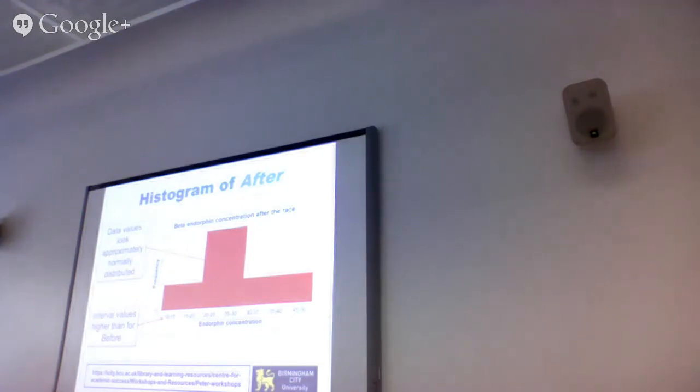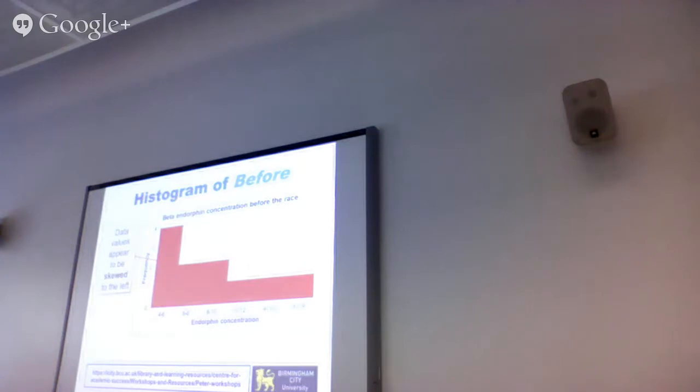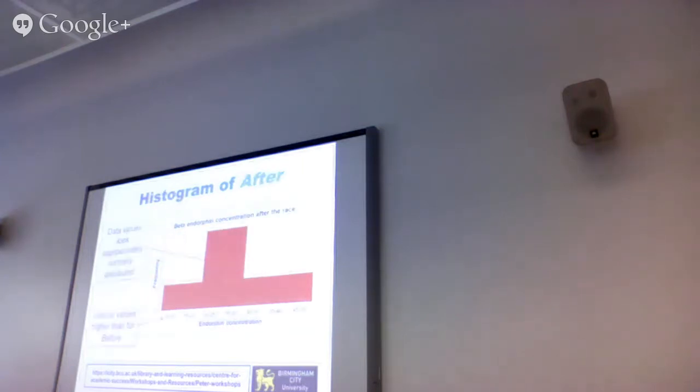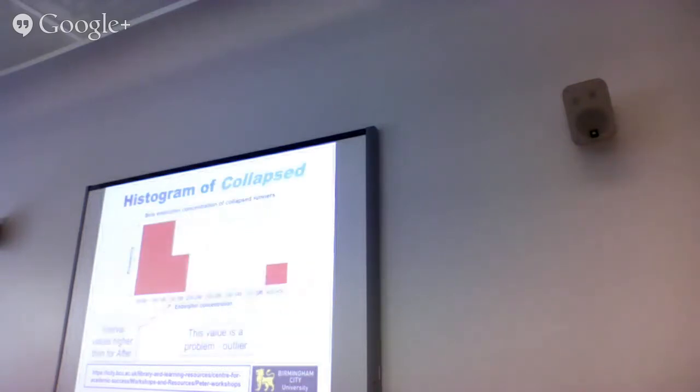The after one looks all right. It's got a peak in the middle. The interval values are higher than the before ones. The before ones went up to 20 or 18. Here they're going up to 50. So it's just bigger values, really, it's measuring. And then the collapse values, there's one which is way off the end of the scale.